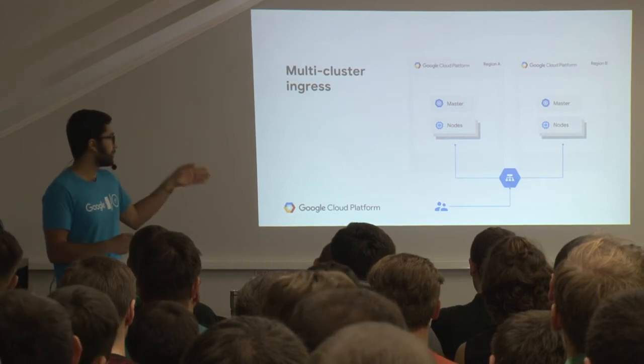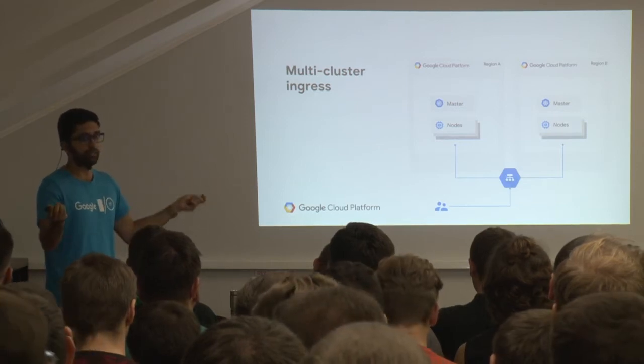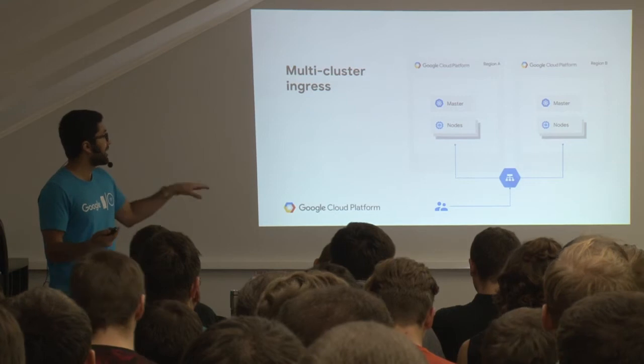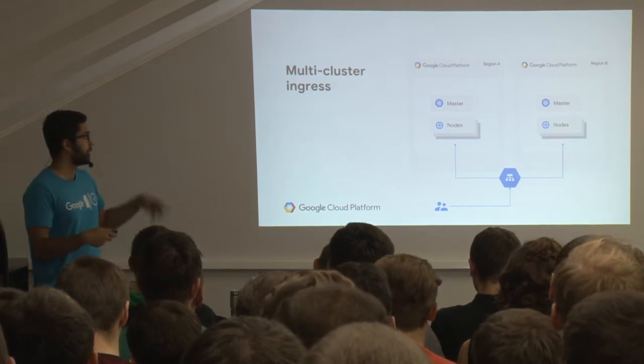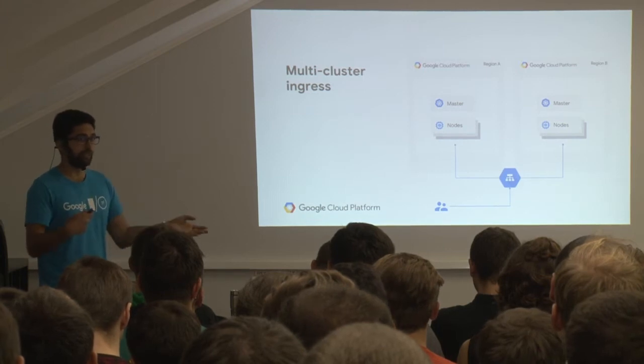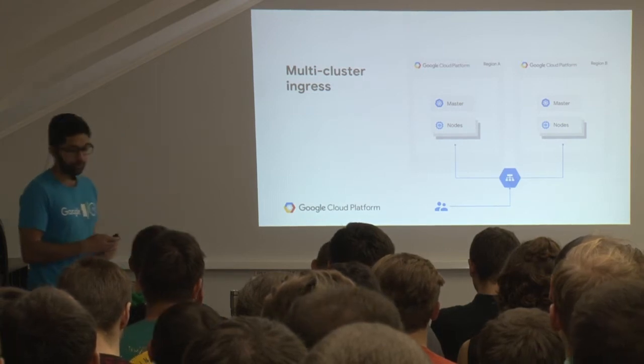But once you set this up, you get a single IP address for all your ingresses for all your different clusters. Right now, the clusters have to be running on Google Cloud. We hope to, in the future, let you put it on-prem or on different clouds as well. But for now, it's only Google Cloud.